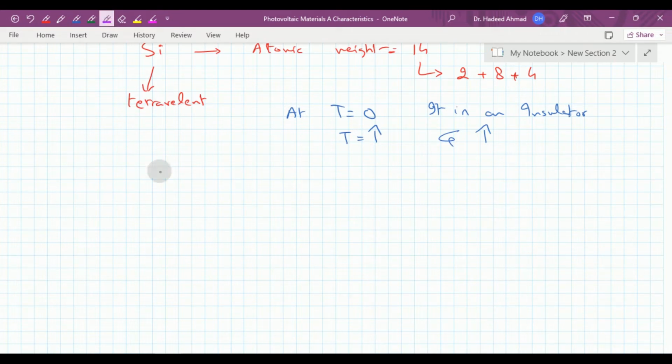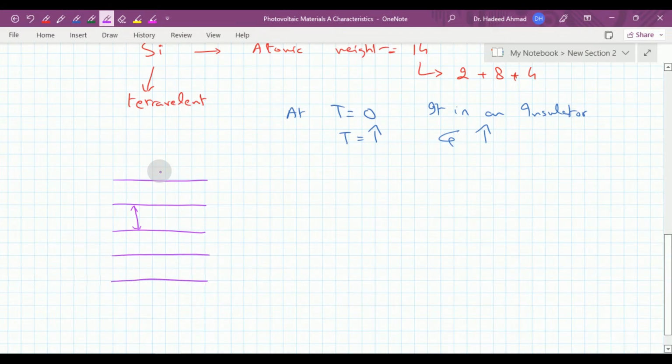So, for instance, we have a conduction band here. Let us say this is the conduction band. In between two bands, there are the forbidden bands, and an electron is required to cross these forbidden bands in order to go into the conduction band. So, for example, this is the conduction band here, and this is a forbidden band.